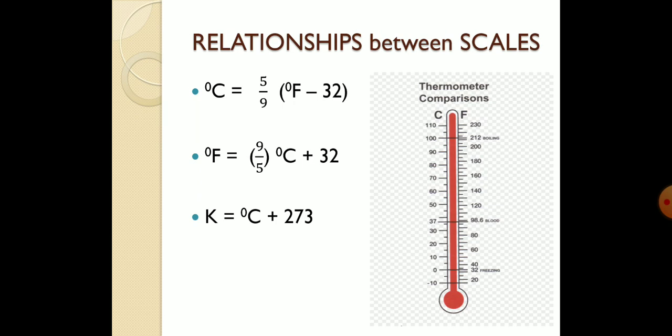Okay. So, all these three formulas are important, and the last one, that is Kelvin, is equal to degree Celsius plus 273. That is very, very important. And the comparison of the two scales, Celsius and Fahrenheit, is given here in the picture.